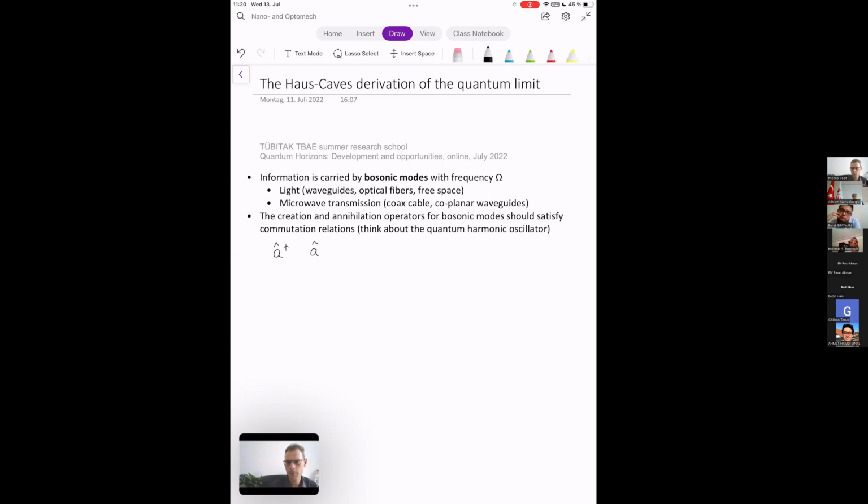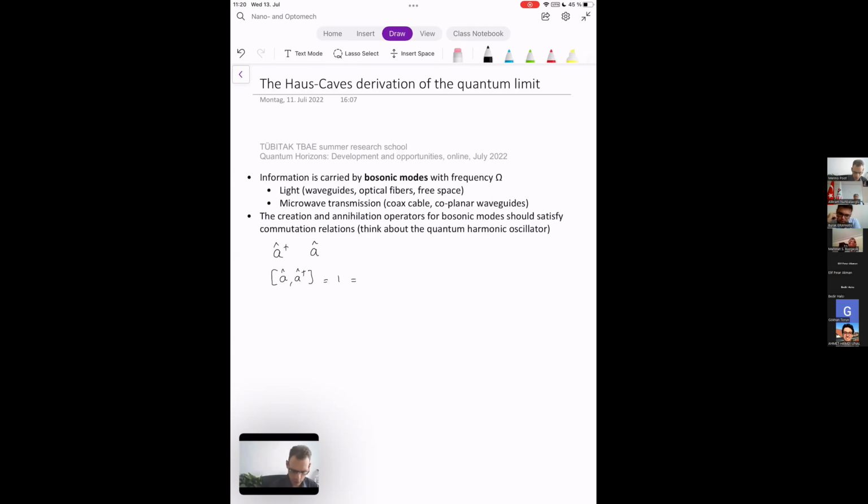Then think back about the quantum harmonic oscillator that you no doubt studied in your quantum mechanics course, where there were these operators that were raising and lowering the states of the harmonic oscillator. And then in this case, there were also so-called commutation relations. So for bosons, the commutation relation is that you have a, a dagger over here, which is going to be equal to 1.